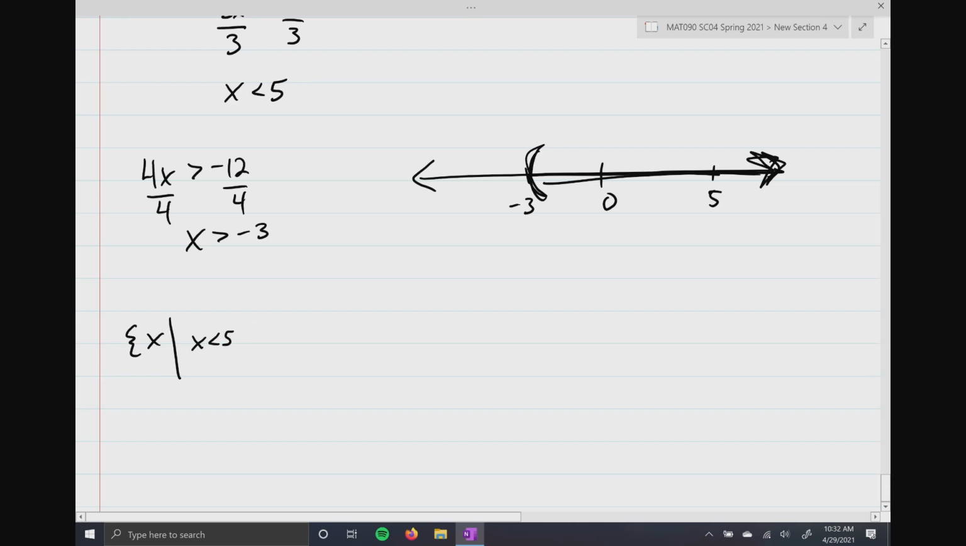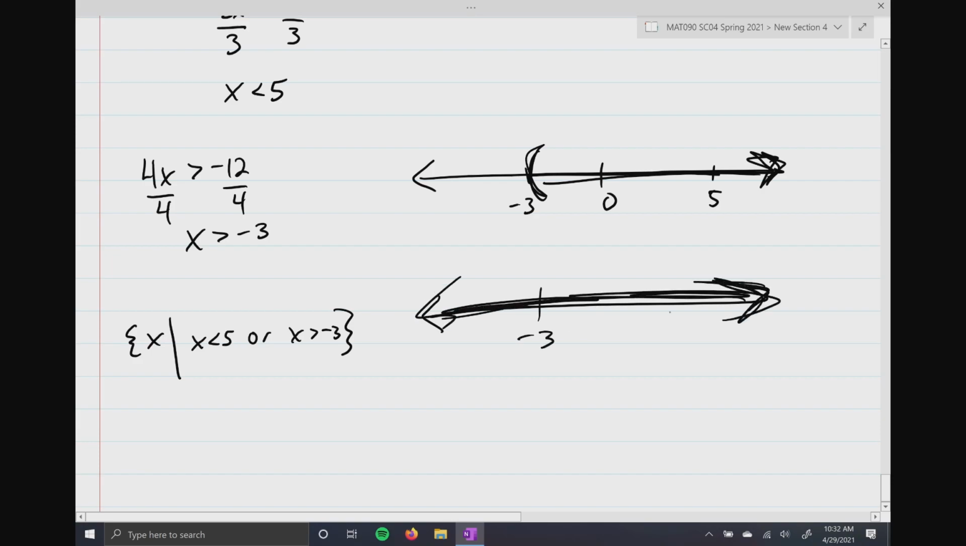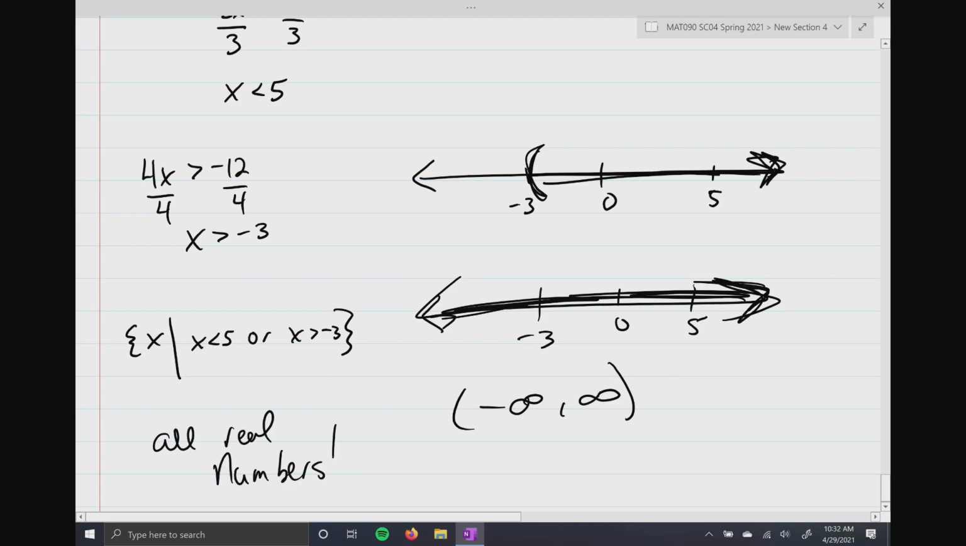So x is such that x is less than 5 or x is greater than negative 3. The shading is everything. It's the entire line. And that's just going to be negative infinity to infinity, or all real numbers. Okay? All right. Woo, what a day.